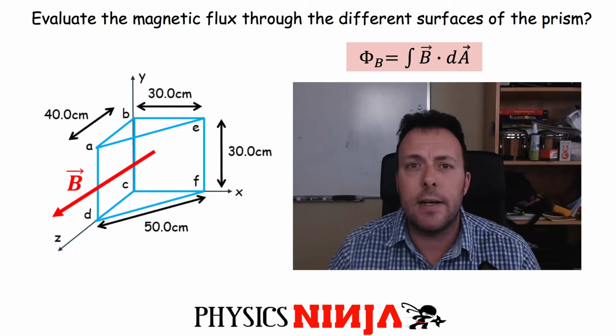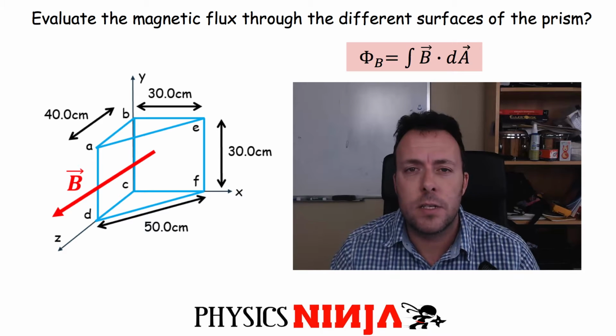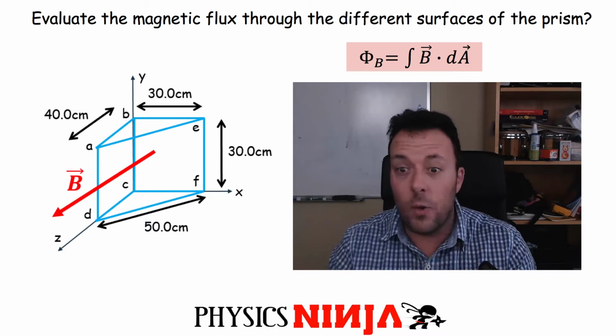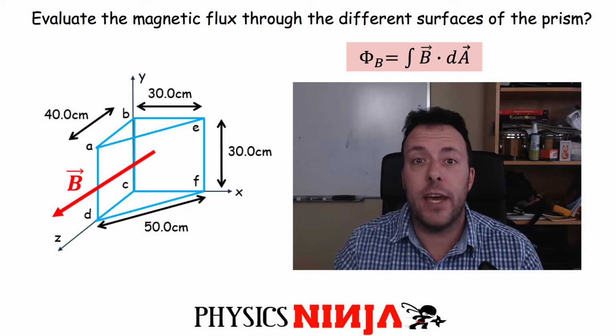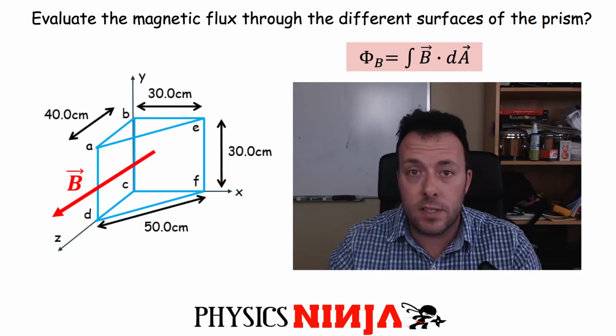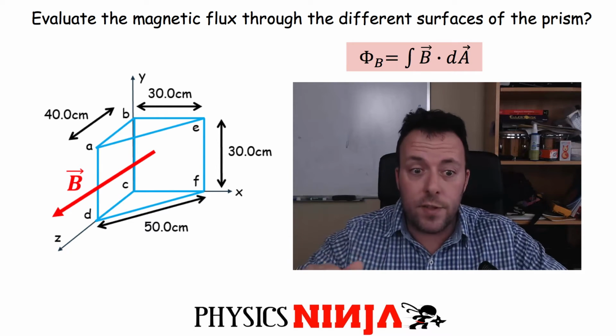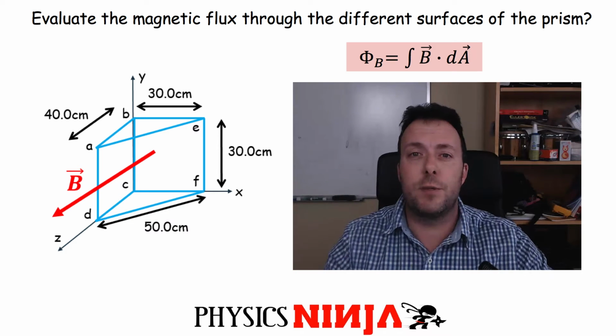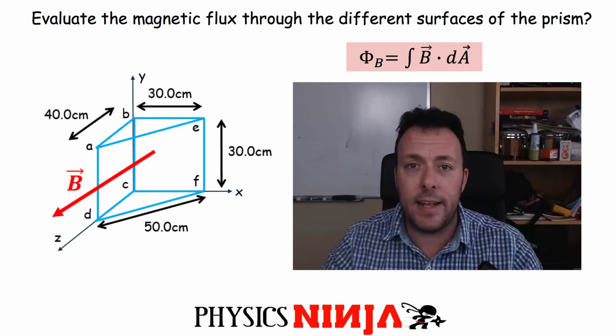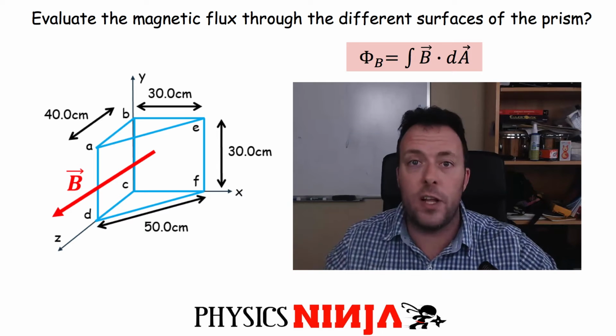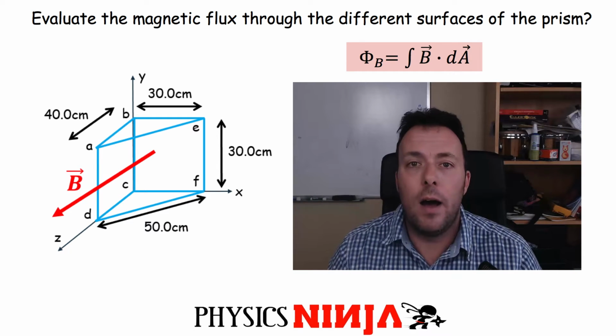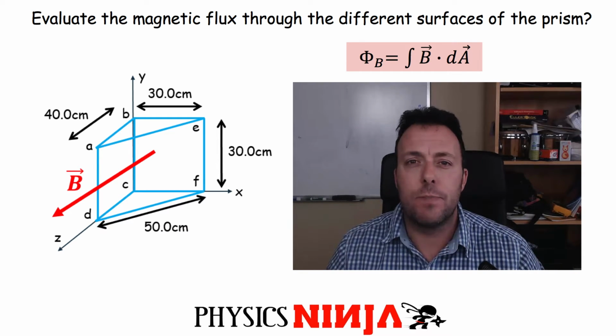What I want to do now is calculate the magnetic flux using our equation. We have some simplifications to make because in this case the field is constant, and we're going to look at the flux through the various surfaces of this prism. I'll show you how to set it up, and then at the end we're going to calculate the total flux through the prism by adding up all the different contributions. All right, let's get started.